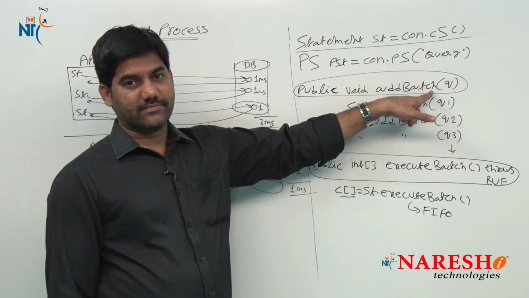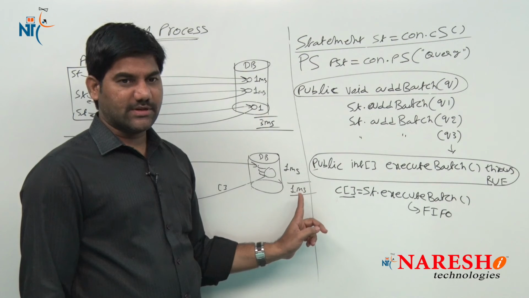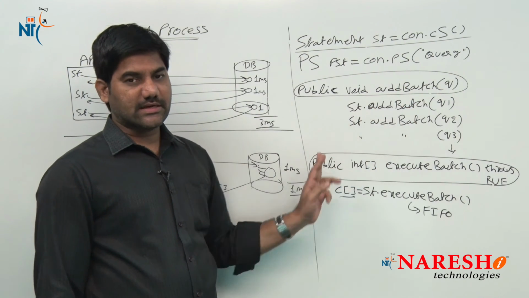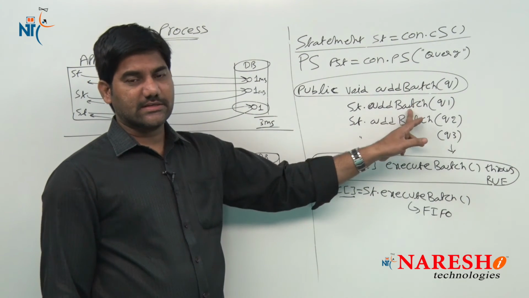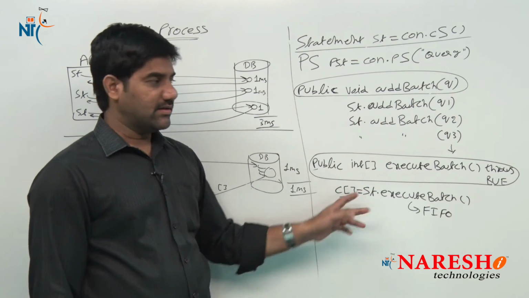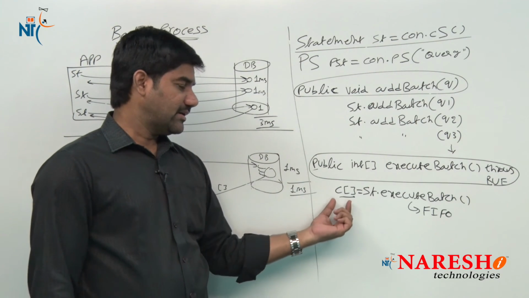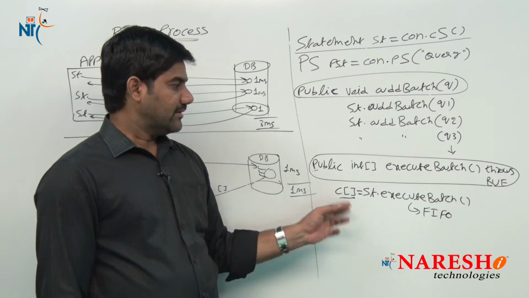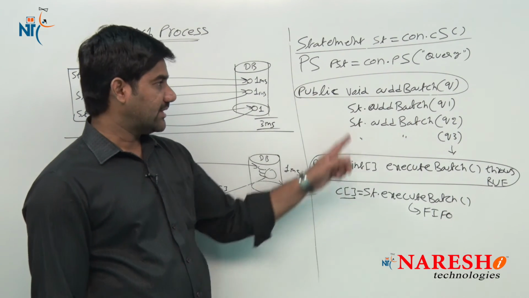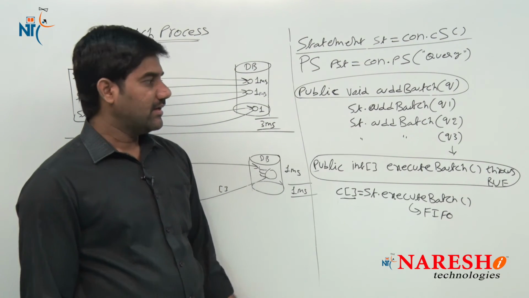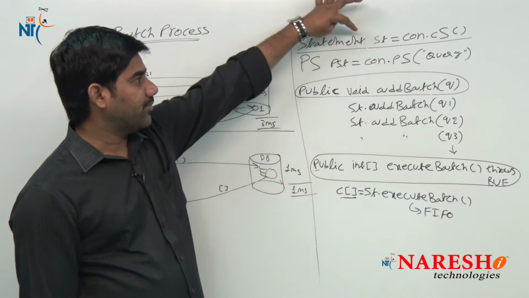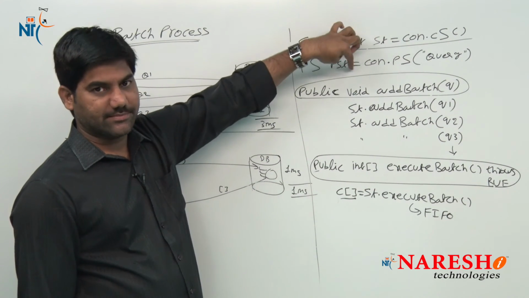The first added. So the first query result is available in the 0th cell, the second query result is available in the first cell, the third query result is available in the second cell. Like that, however many queries you send, all the results come here. This is execution of the batch and this is adding of the batch. And this method is common for both statement and prepared statement.